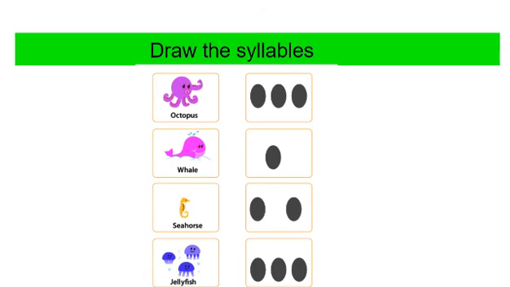Okay, in whale we have only one syllable since the E at the end is silent. Seahorse has two vowel sounds, long E and long O, so it has two syllables. Jellyfish has three vowel sounds, so it has three syllables.